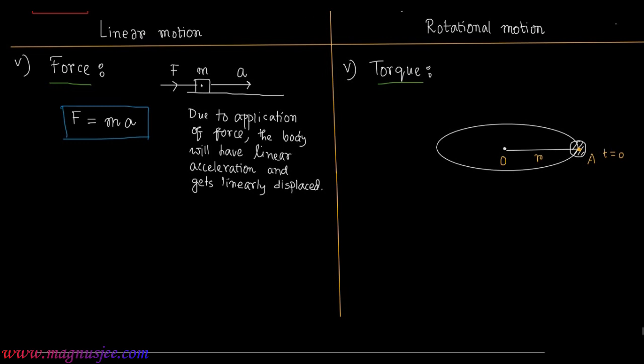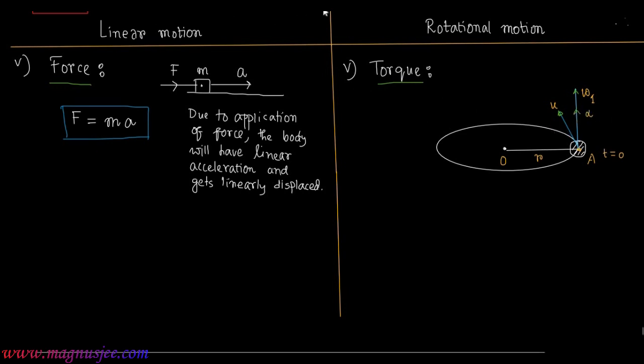At the point A, the body has initial velocity u, also known as linear initial velocity or tangential velocity. The body is revolving anticlockwise in this horizontal circular orbit. That's why the initial angular velocity omega 1 will be directed vertically upwards. Omega 1 is the initial angular velocity of the body revolving anticlockwise.